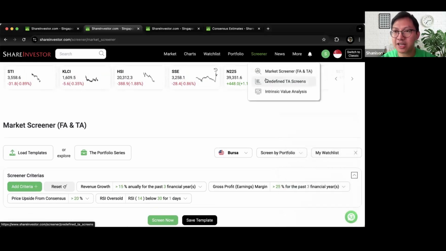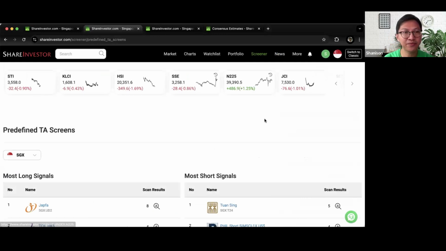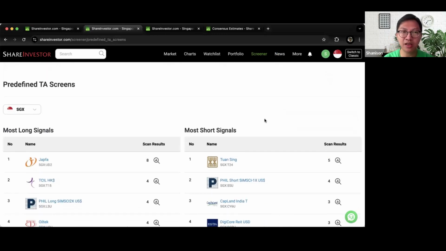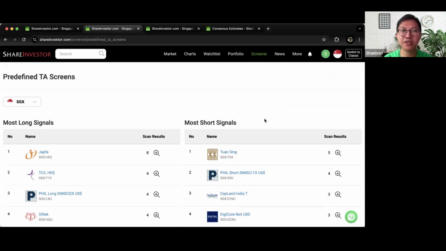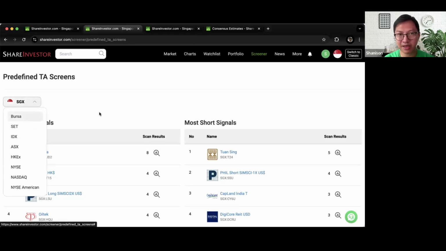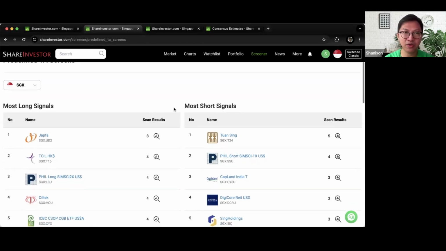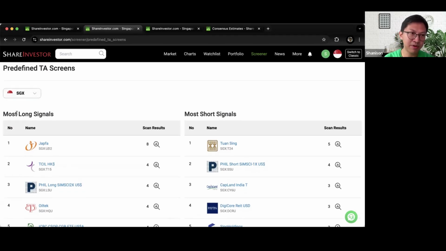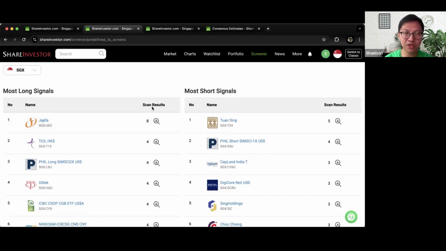Okay, so let me go to the next part, which is the predefined TA screener. For the predefined TA screener, basically, as I shared, we predefine those screening results. Right now it's available for Singapore and Bursa markets. For other markets, it's not available yet, so we are still working on that. In this case, we are using the Singapore market as an example: most long signals. It means that, based on screening results, there are 8 signals showing this could be a potential long. But again, disclaimer, this is based on the TA results. It's not a recommendation. But you can see what it's about, why there are 8 results over here.